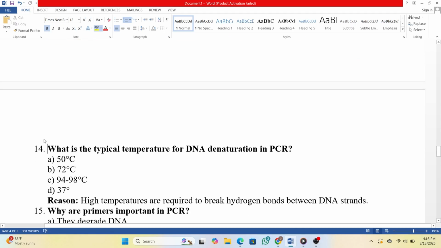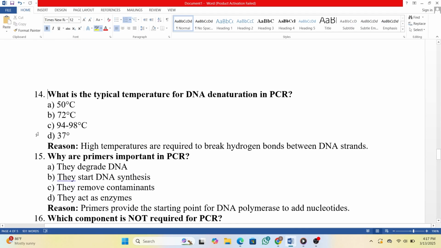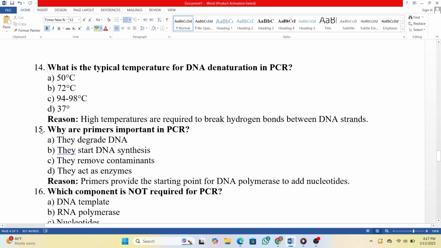14. What is the typical temperature for DNA denaturation in PCR? A. 50 degrees Celsius. B. 72 degrees Celsius. C. 94 to 98 degrees Celsius. D. 37 degrees Celsius. Answer: C. 94 to 98 degrees Celsius. Reason: high temperatures are required to break hydrogen bonds between DNA strands.